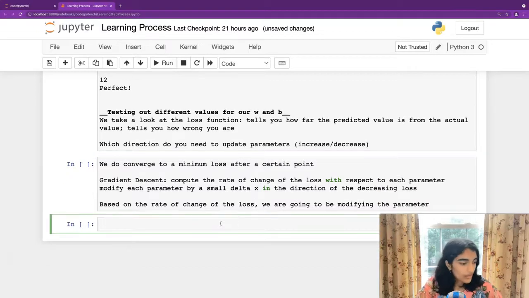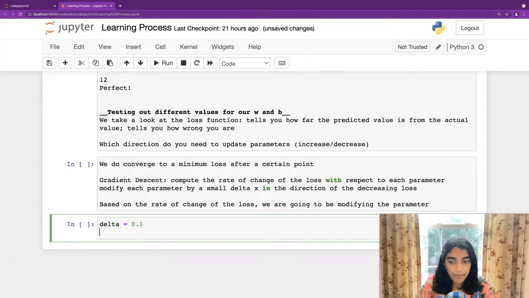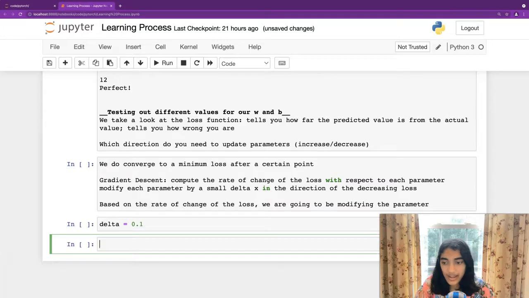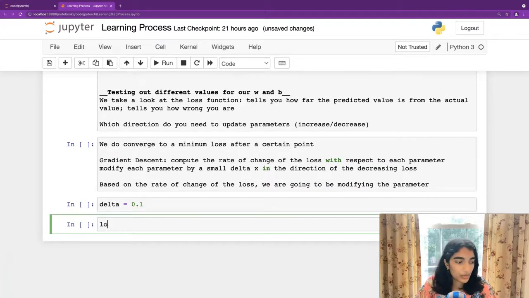So let's first define our delta x, or just our delta, which just means change. So that's our delta. And we define the rate of change of the loss. I'm going to call it loss rate of change. And we need to do this with respect to each parameter. Thank goodness in this situation we only have 2, right?